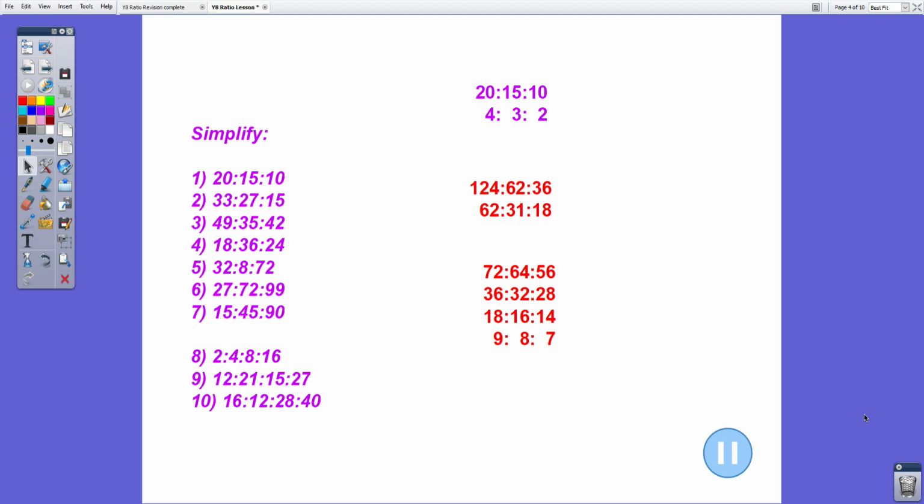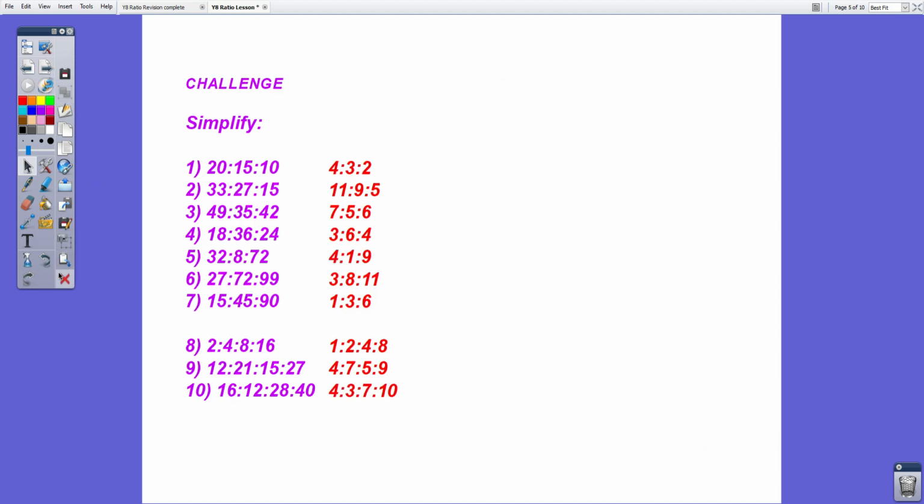Okay, let's move on to the answers. Here are your answers. Mark through them, check you've got them correct. It may be that in one or two cases you may not have simplified them all the way, but that's the idea about simplifying ratios. Moving on.